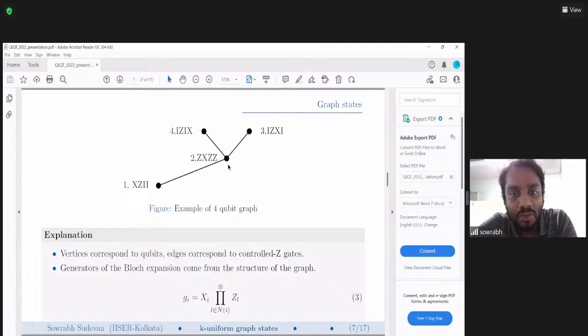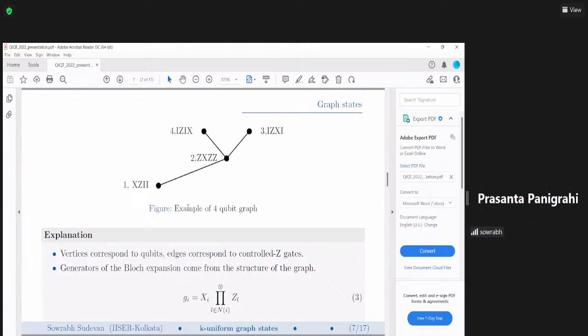3 is only connected to 2, so it has a sigma Z at 2, and then X at the site of that vertex itself. So this is how you get the 4 matrices. You can show that they commute, and they square to identity, and so you can multiply all of them in all possible ways. There will be exactly 2 to the power 4 unique matrices you get by doing all possible products between them, and you sum up all those 16 matrices, you will get a density matrix. That will be the density matrix of the pure state corresponding to this graph.